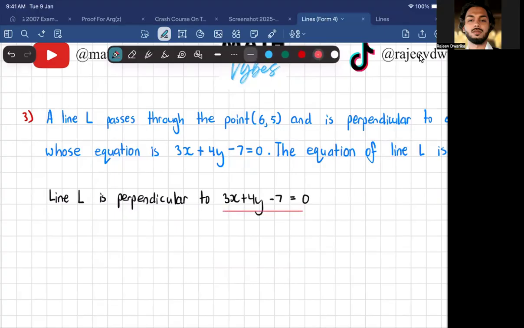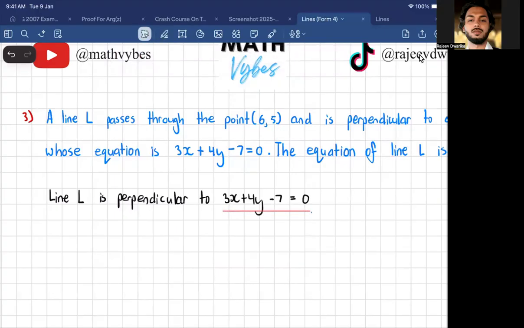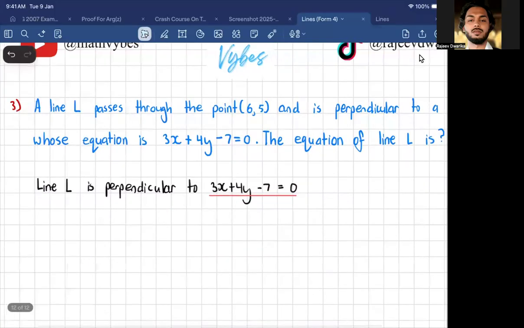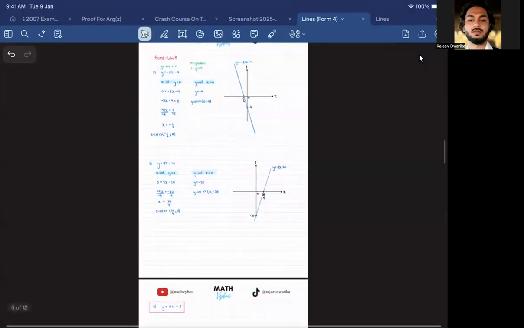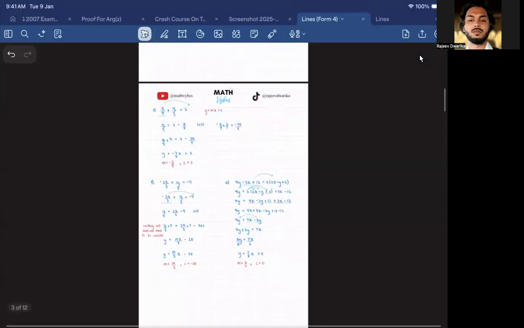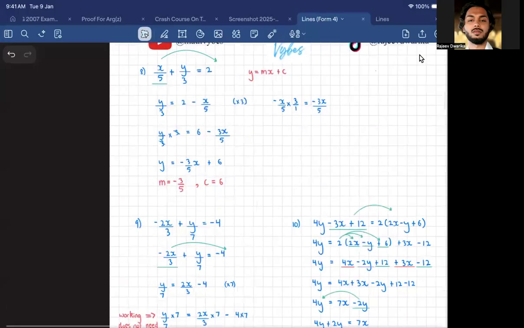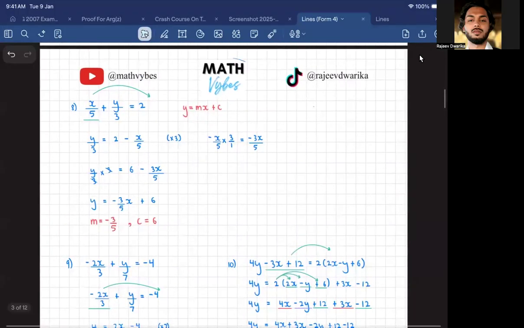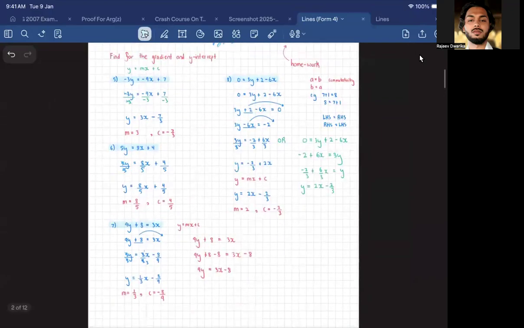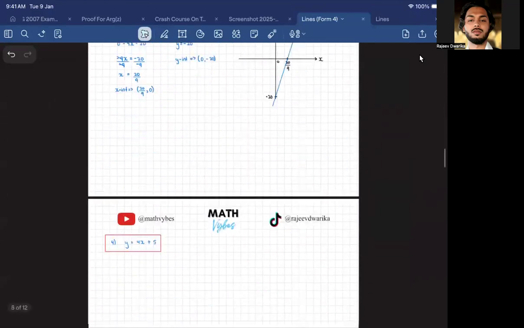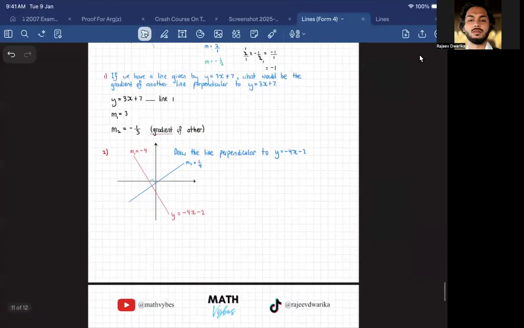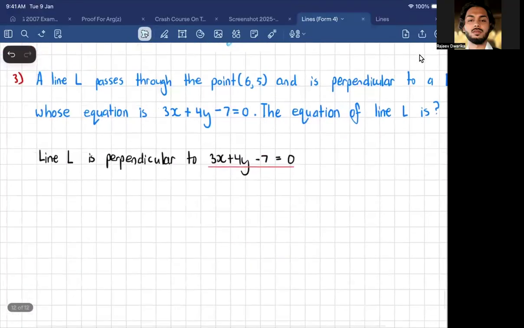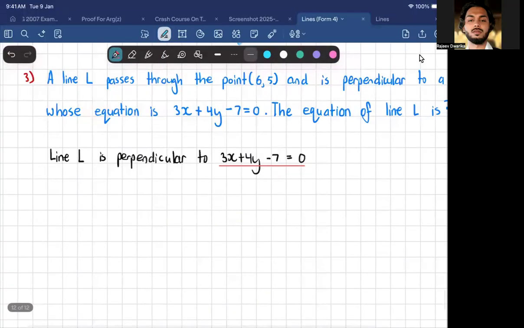So I'm saying that we can't just read off the gradient for this because it's not in the form y is equal to mx plus c. Now, I would have given you questions like this where you had to put it in the form y is equal to mx plus c and then read off the gradient. It's the same concept. So let's do that.